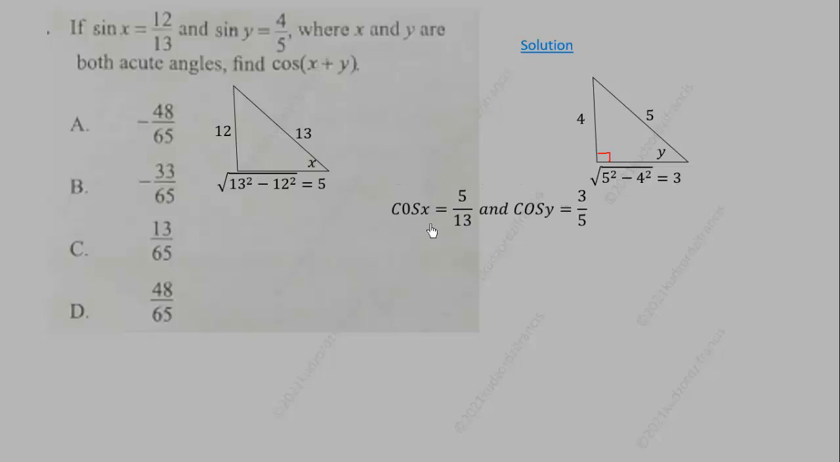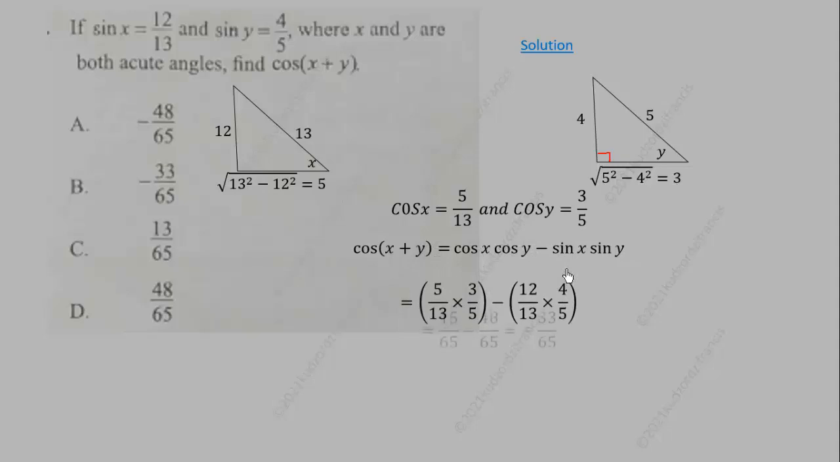Now the cosine of angle x will be 5/13. We are given the sine of x. We're also given the sine of y. So we have to find the cosine of y, which is 3/5. So we substitute into the expansion of cos(x + y), which is under multiple angles or double angles. This is the double angle formula for cos(x + y). So we substitute these values into this formula.